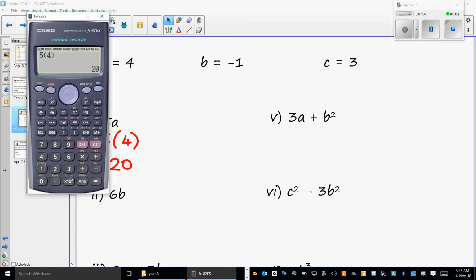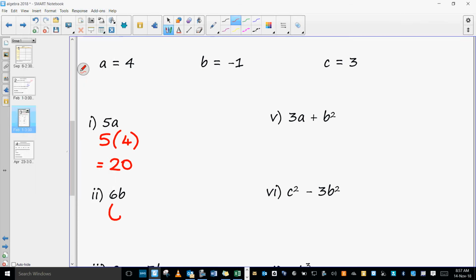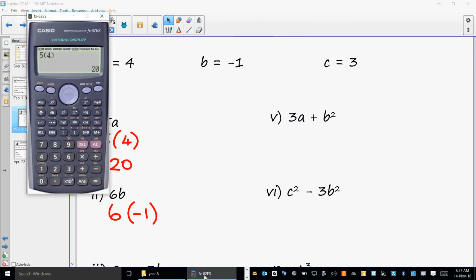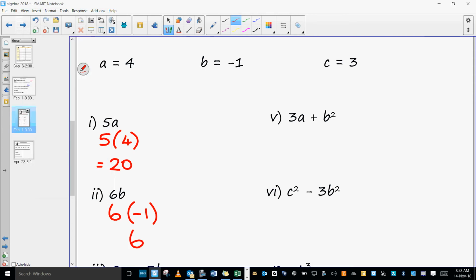Alright, 6b. So I'm going to write here 6. When we chuck that in the calculator, do we want to do it without? Yes. It times that a negative equals a negative, so it has to be negative 6. Good, because 6 times 1 is 6, and only one of them is negative, so it's negative 6.